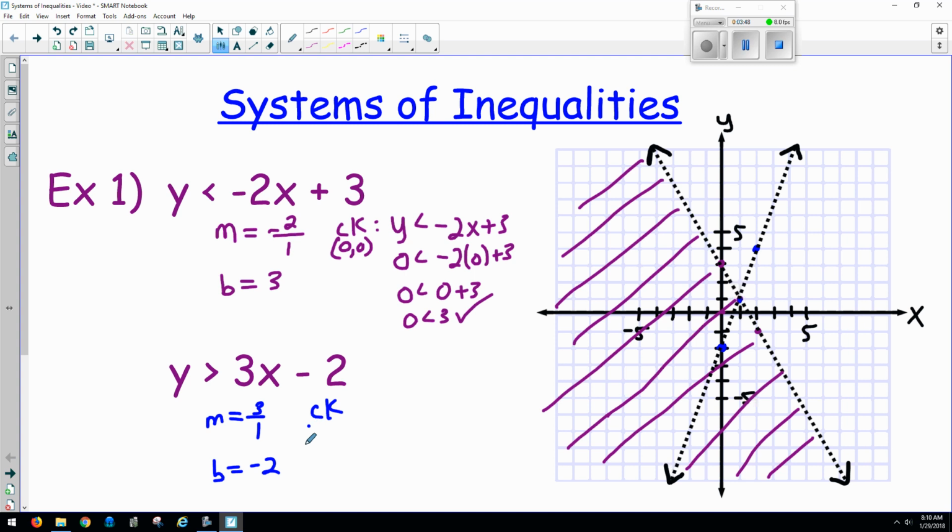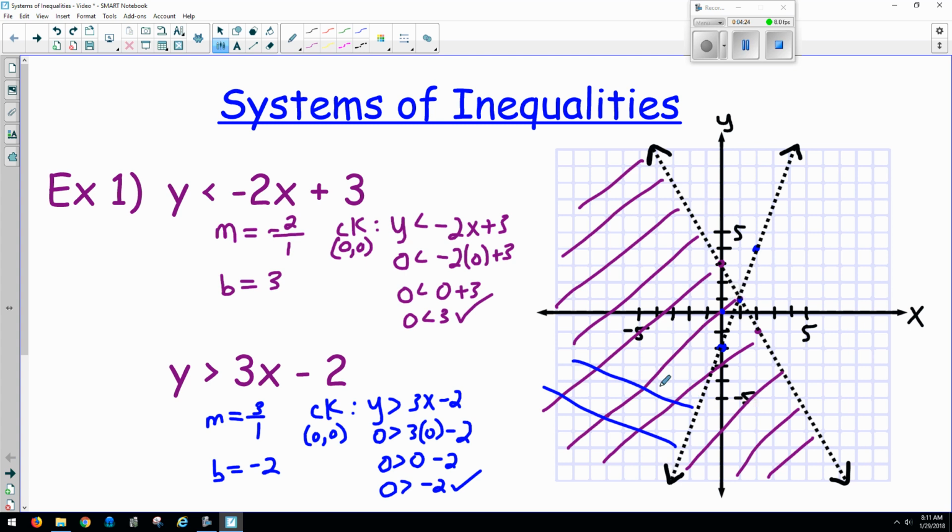So check 0, 0. Always start with the original inequality. And I'm just going to substitute 0 for x and y, exactly like I just did a little while ago. So I get 0 is greater than negative 2. That is a true statement. That does check out, which means, again, 0, 0 is part of the solution. We're going to go ahead and make sure we shade including 0, 0. If this did not check out, we would shade away from it. So this was the line we just graphed. We're going to go out from that line and shade.